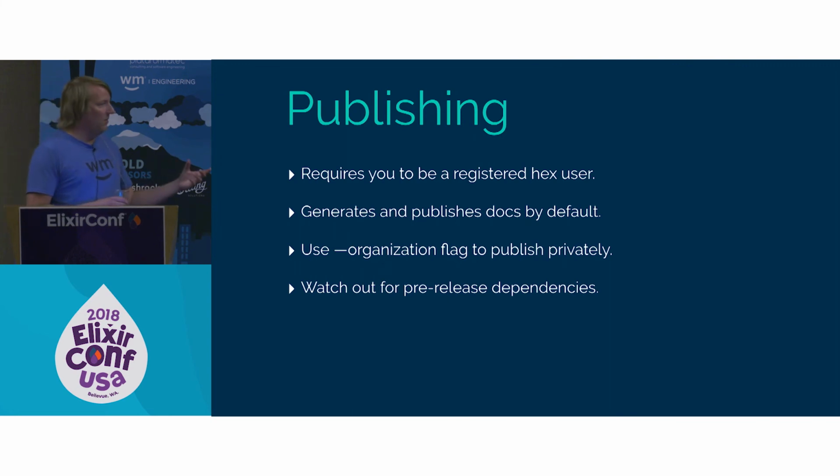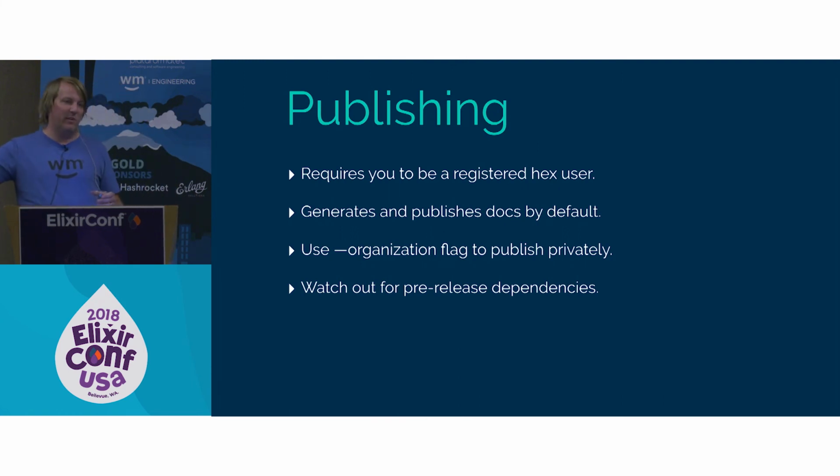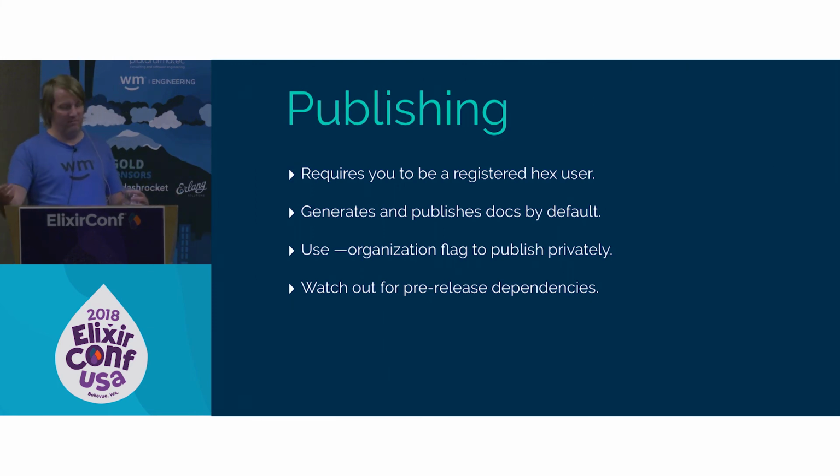And one other note when you're publishing is if your library depends on pre-release dependencies. In a semver it would be major.minor.patch-pre. So if you are publishing a non-pre-release library that has dependencies that are pre-release, Hex will throw an error. It won't let you publish that package. So just keep an eye on that. If you do want to publish a package that has pre-release dependencies, you can release yours under a pre-release version.